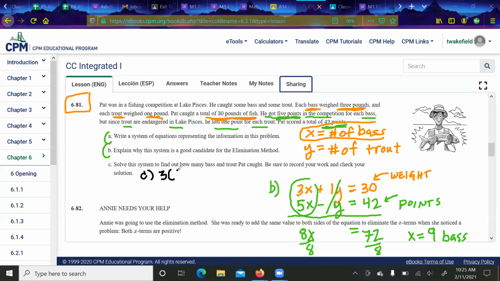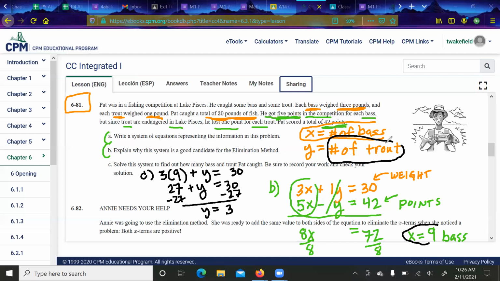3 times x, well, x is 9 because we just solved for x right here. 3 times 9 plus 1y, or y, is equal to 30. Okay, we want to solve for y. Well, 3 times 9 is 27 plus y equals 30. We're going to subtract 27 from both sides. So y is going to equal 3, right? So if y equals 3, that's the number of trout. So he caught 3 trout.